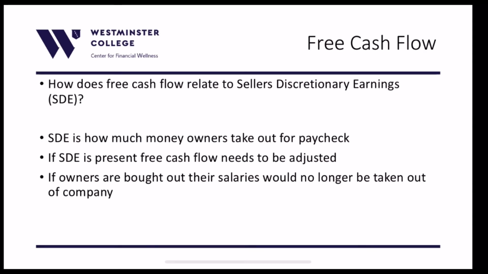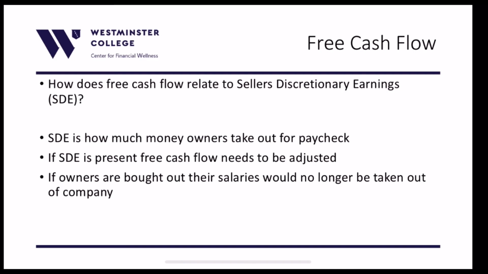So now we'll take a look at one last piece that affects free cash flow, and that is what's known as seller's discretionary earnings. And so seller's discretionary earnings is how much money a company's owner takes out for essentially what is a paycheck, and it is commonly seen on the financial statements as something called an owner draw. If SDE is present in a company, the free cash flow calculation needs to be adjusted, and the SDE, or the owner draw, needs to be added back into the company.